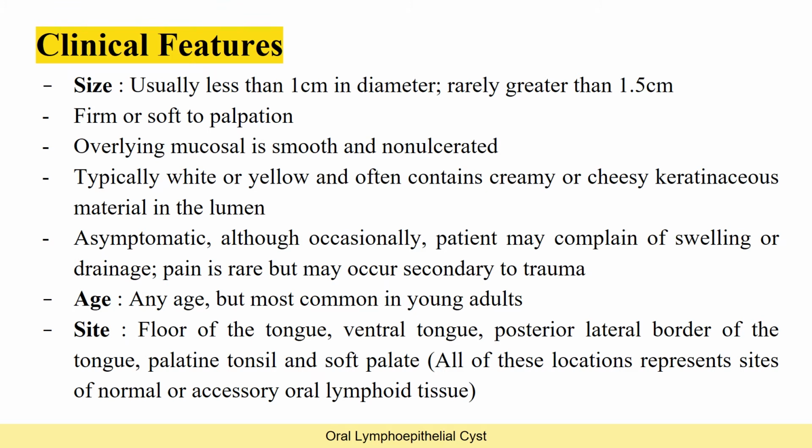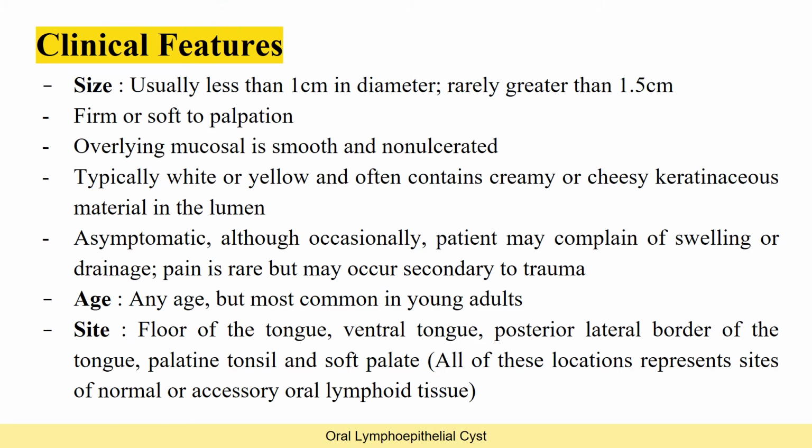In the clinical presentation, it may appear white or yellow in color and often contains creamy or cheesy keratinaceous material in the lumen. It is asymptomatic, and occasionally patients may complain of swelling or drainage, and pain is very rare, but it may occur secondary to trauma. This cyst may occur at any age, but is most commonly seen in young adults, and the sites for this cyst formation are the floor of the tongue, the ventral tongue, the posterior lateral border of the tongue, the palatine tonsil, and the soft palate.